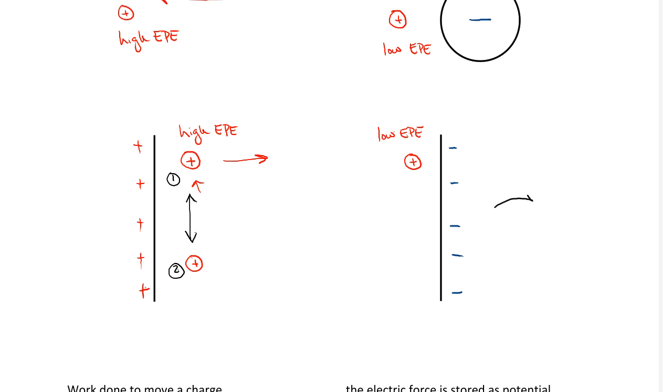If you imagine tipping this whole thing clockwise, you can think of it like lifting something against gravity. If you have a mass down here, it's got low gravitational potential energy. You do work to raise it up to a height, and now the work that you've done is stored as gravitational potential energy in the system. So in the same way, moving something against the electric force is going to store potential energy in the system.